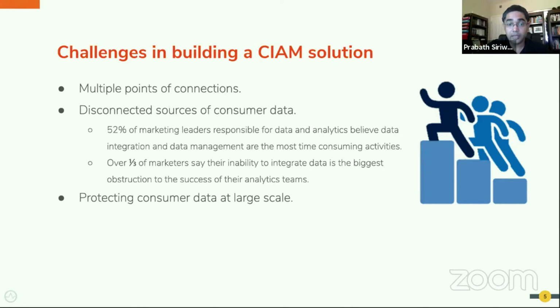Then, protecting consumer data at large scale. Unlike in workforce IAM, in a typical CIAM system, we work with millions of users. So we need to worry about how we securely store the PII data of these users and preserve privacy. This is another challenging area we need to worry about.